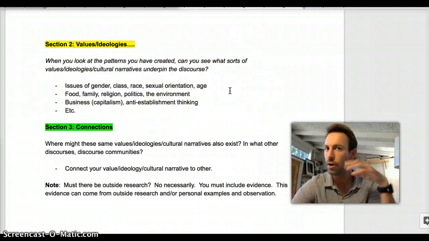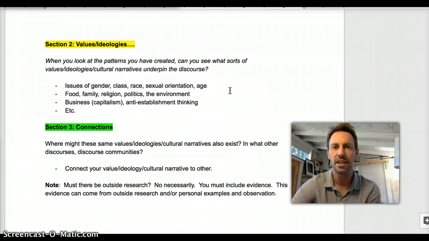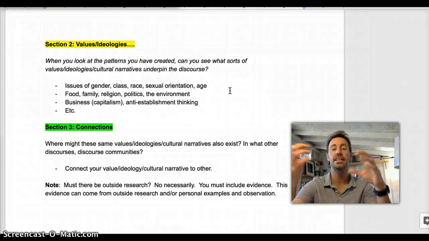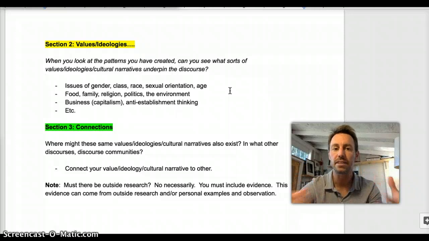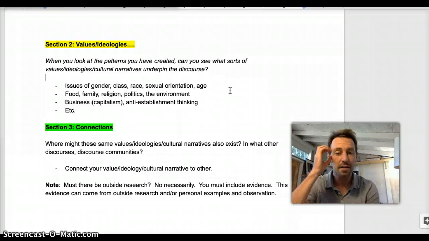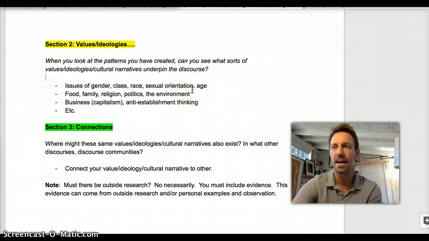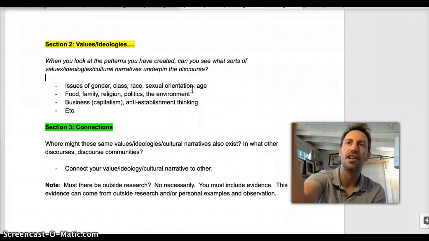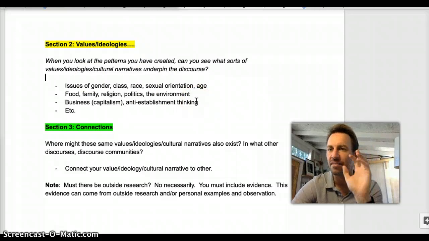In this section, you may really want to think about our earlier conversation about cultural narratives. You'll remember that in the first unit, we talked about how cultural narratives are everywhere and they deal with all sorts of subjects. So you can think about issues of gender, class, race, sexual orientation, age, food, family, religion, politics, the environment, business, capitalism, anti-establishment thinking. Right? These are the sorts of topics that you may want to consider when you start looking at how your discourse operates. And so I hope that these serve as a catalyst for potential values and beliefs that you may start to see underpin your discourse.